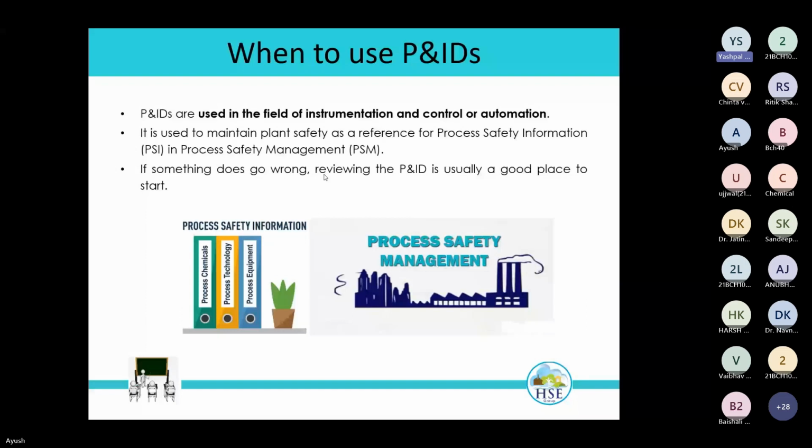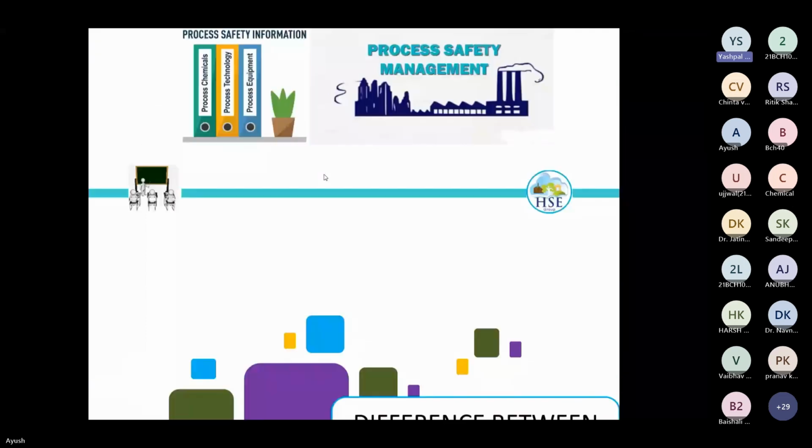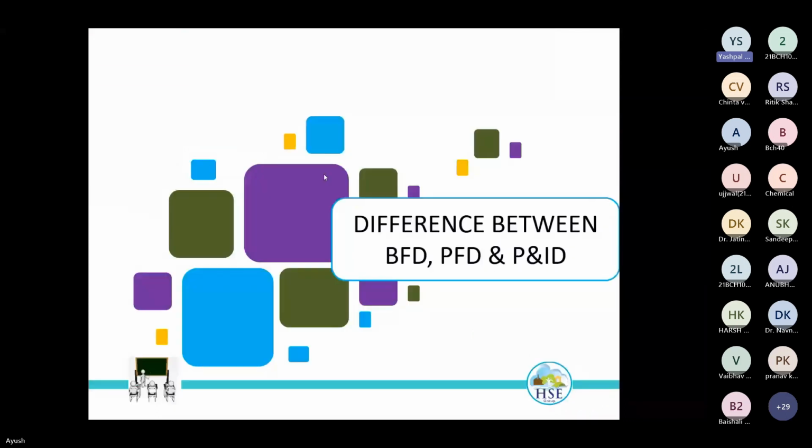So again, in process safety information, there are numbers of informations required, but first information we need is piping and instrumentation diagram. If something does go wrong, so again useful in troubleshooting also. Next slide please. So in general, why we call it a language for chemical engineering for the process. This is the basic reason why P&ID is called a language for chemical engineers for defining the process.